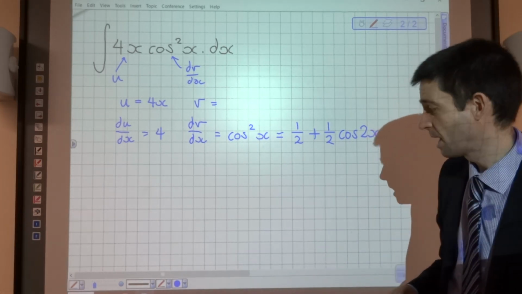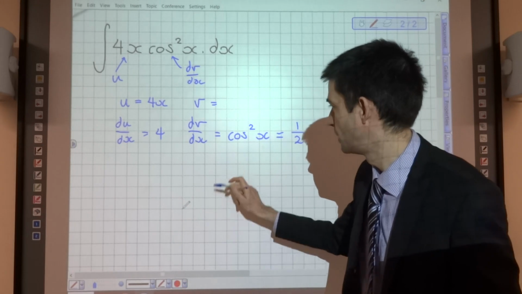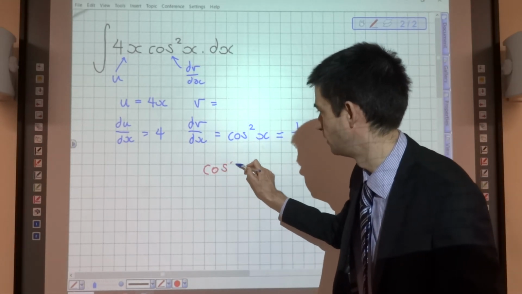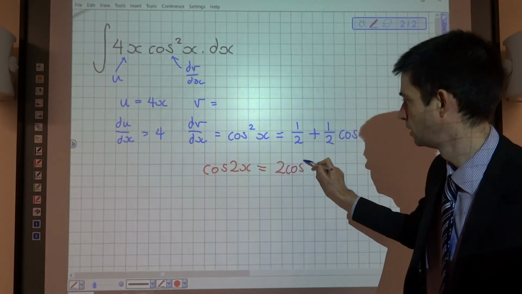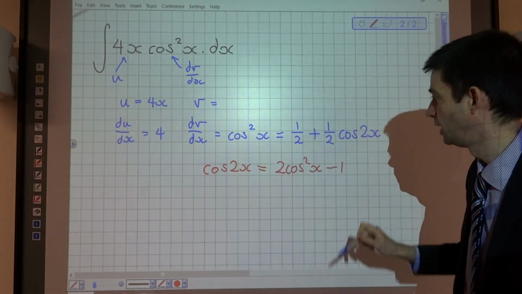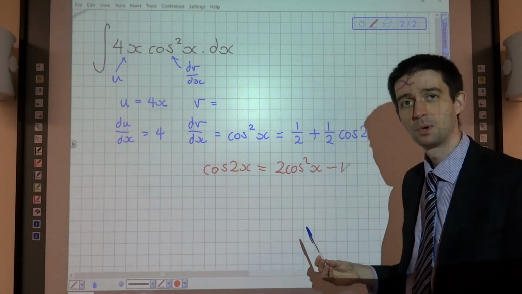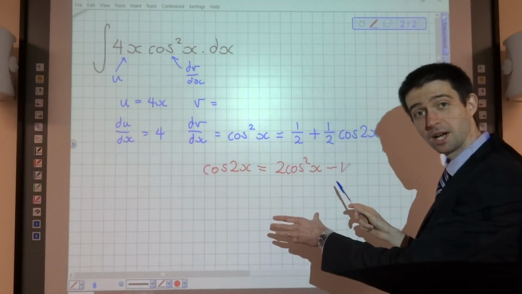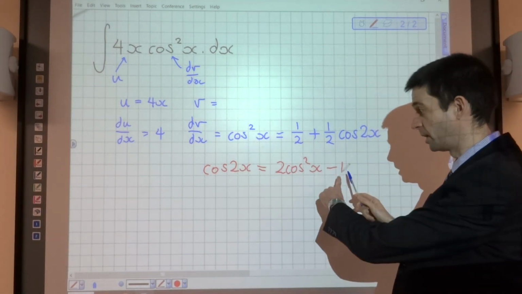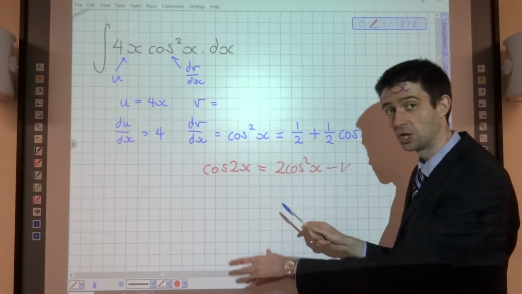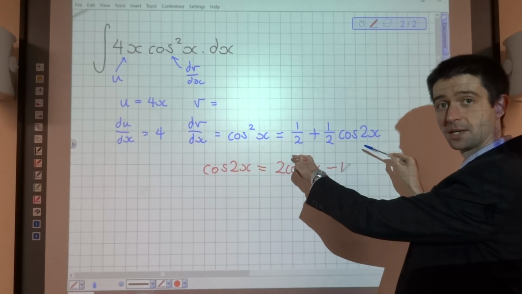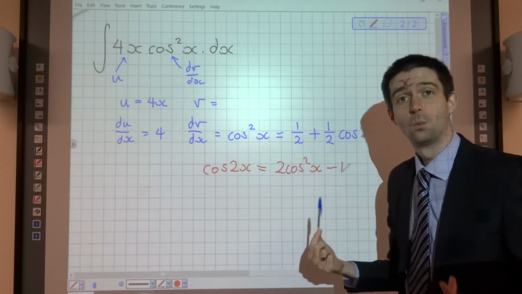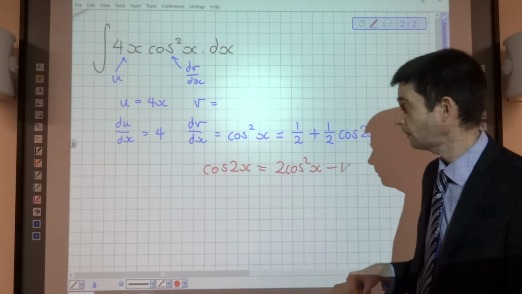The reason that works is that one of the double angle trig identities that you need to be familiar with is that cos 2x equals 2 cos squared x minus 1. And if you rearrange that to make cos squared x the subject by adding 1 and dividing by 2, you end up with a half plus a half cos 2x. So again, one I would encourage you to remember.